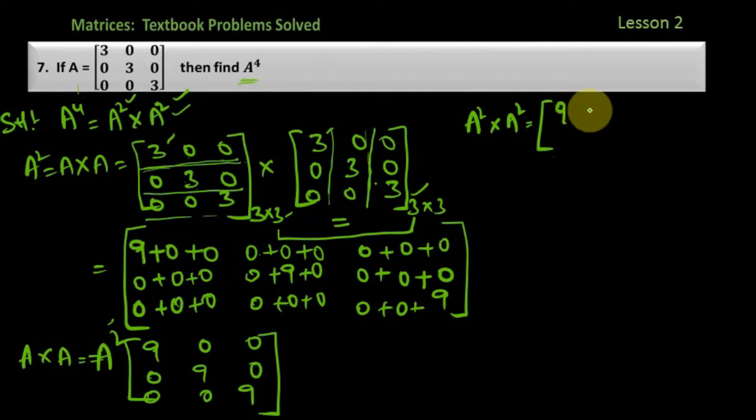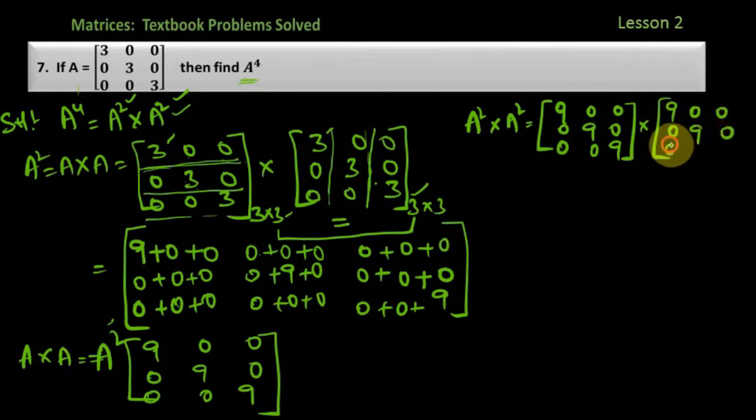9, 0, 0, 0, 9, 0 and 0, 0, 9 multiplied by again the same A square, 9, 0, 0, 0, 9, 0 and 0, 0, 9. So what will I get here? Same story. Again we should multiply this complete row with this column, right? So 9 nines are 81 plus 0 plus 0, right? 0 into 0, 0, 0 into 0, 0.